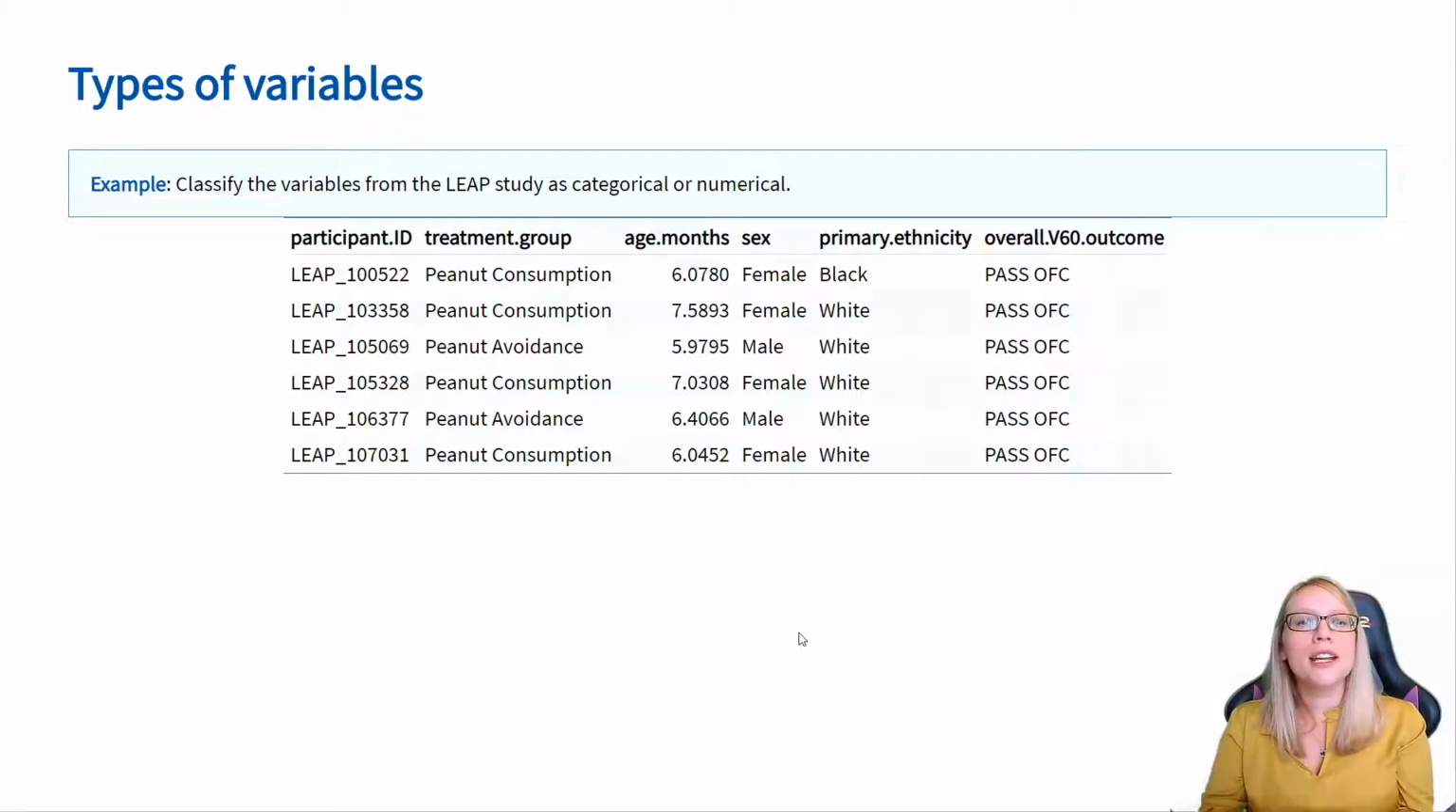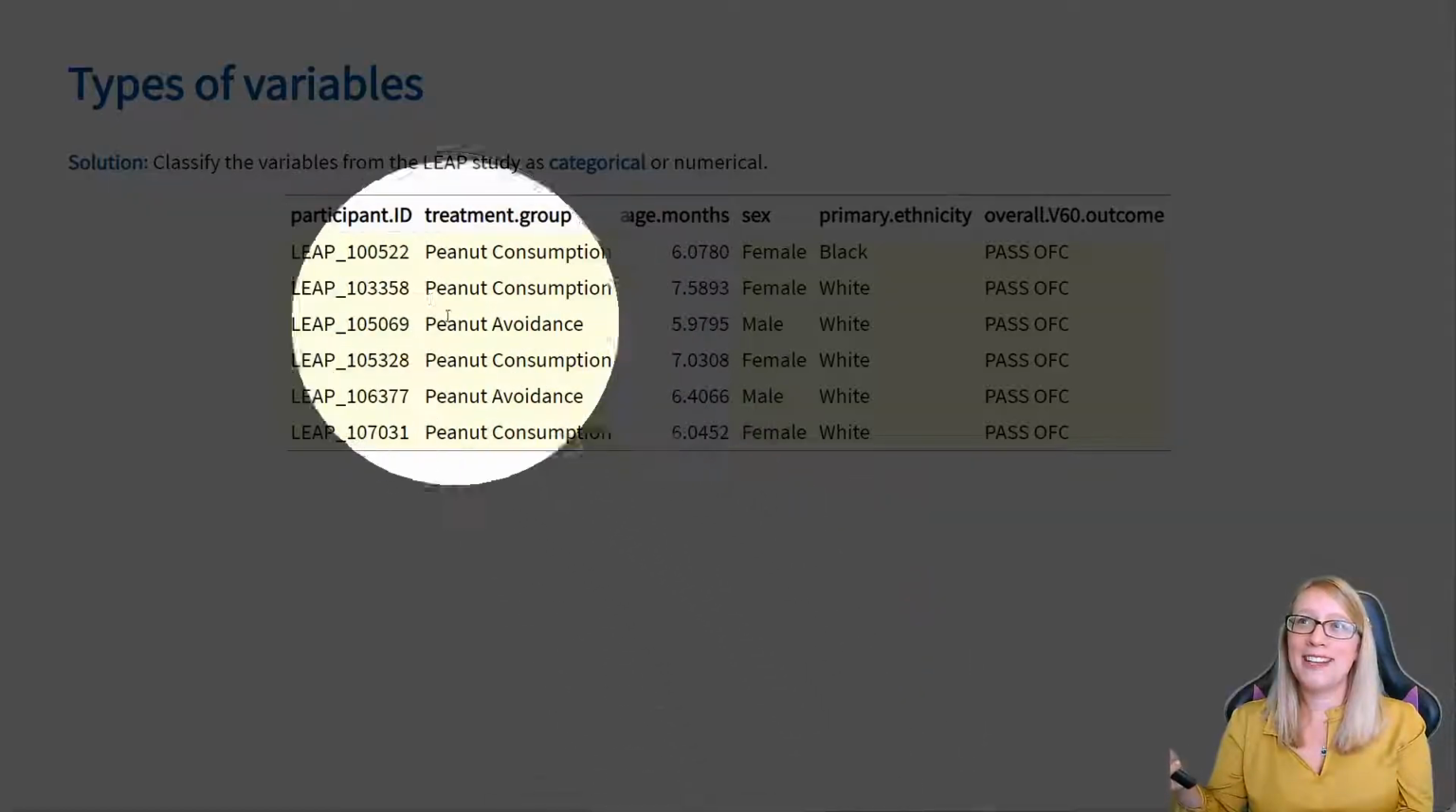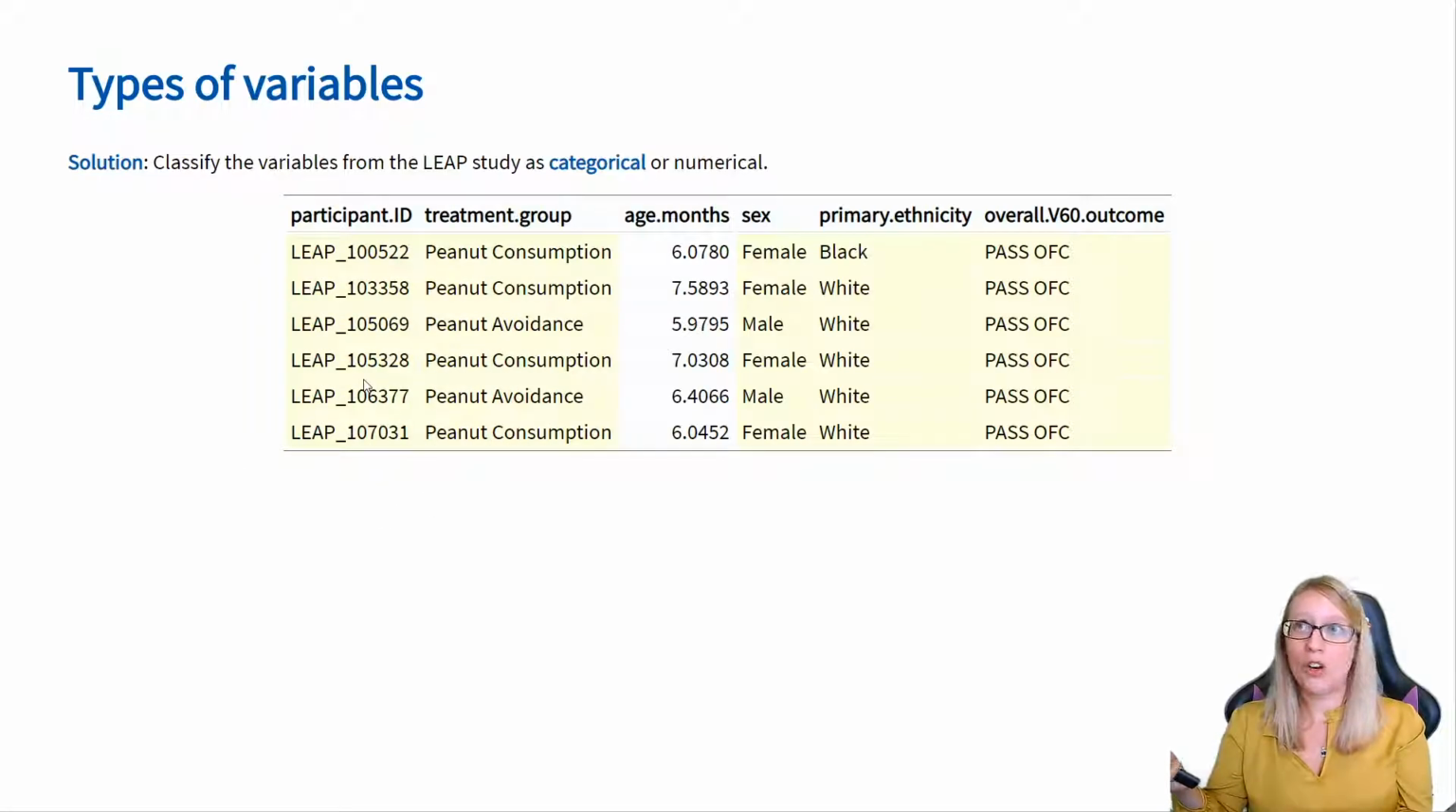So let's take a look at this data set from the LEAP study. First, identifying the categorical variables. Most of the variables in this data set were categorical. Participant ID, that ID number is categorical because it doesn't really make sense to add and subtract participants in that way. The treatment group is categorical. The sex or gender is categorical, primary ethnicity, categorical, overall outcome, categorical. Our numerical variable in this data set, that's the age at which the participant was enrolled. So how old were they in months?